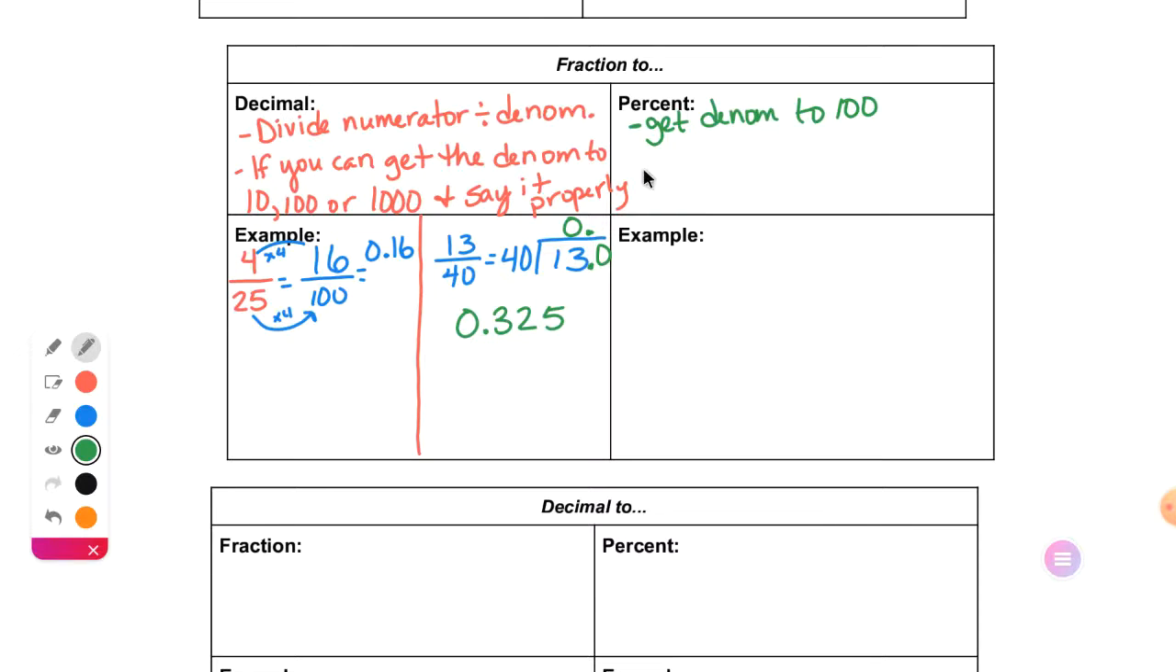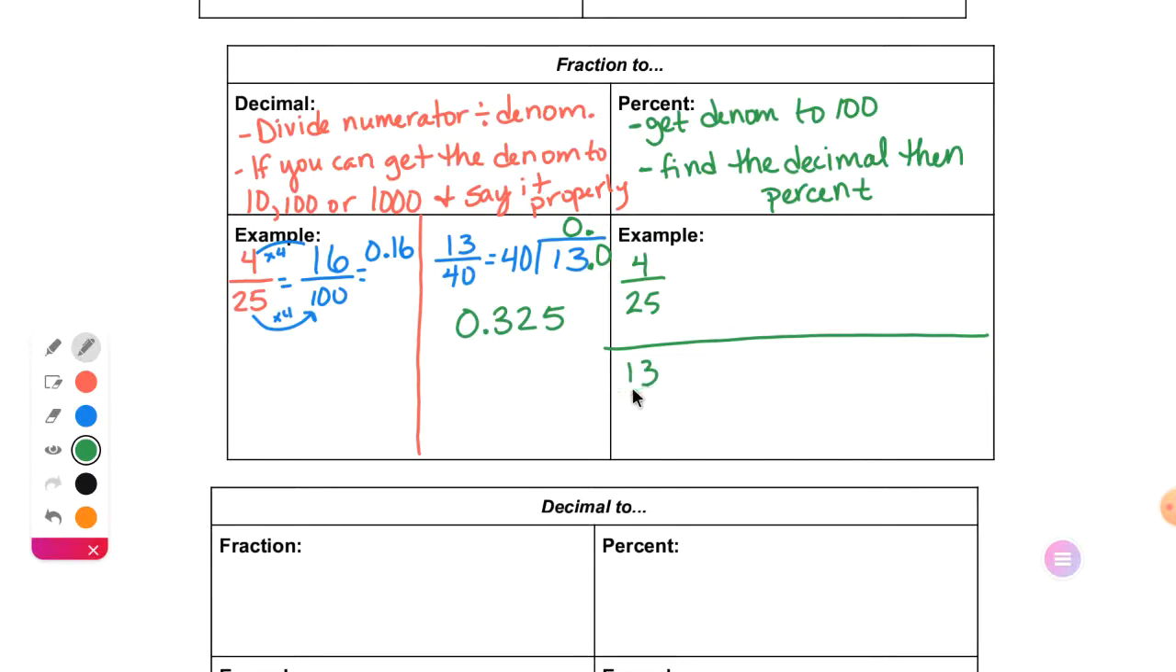Option 2 is find the decimal, then percent, which means convert it to a decimal and then move your decimal point 2 spots to get the percent. If you can't easily get the denominator to 100, you have to divide it out, get your decimal, and then move it. It's a 2-step process. So we're going to use those same 2 examples. 4 over 25, and I'm going to cut it this way this time, and 13 over 40.